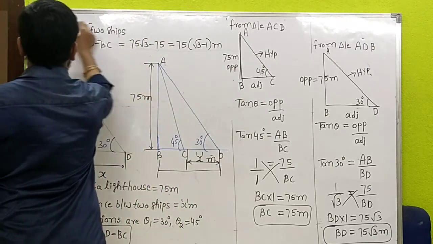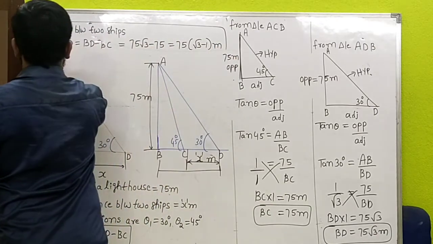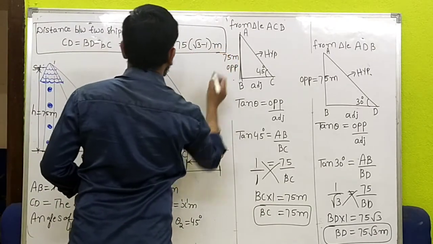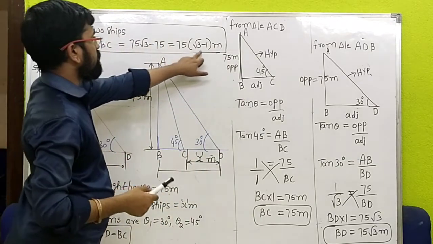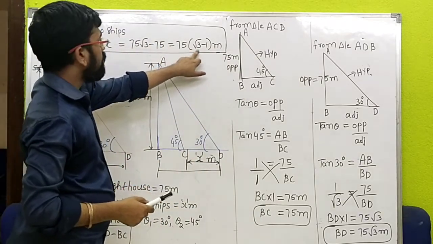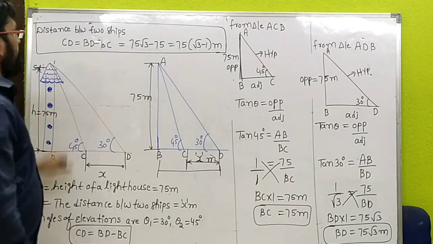So this is the distance between the two ships: 75 times root 3 minus 1 meters. This is the distance between two ships.